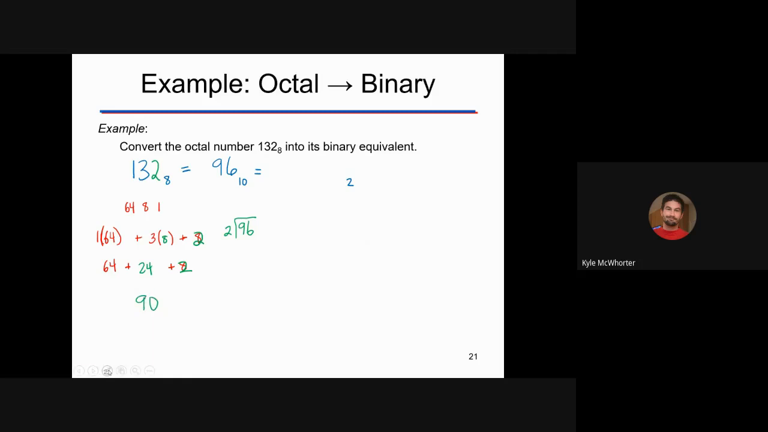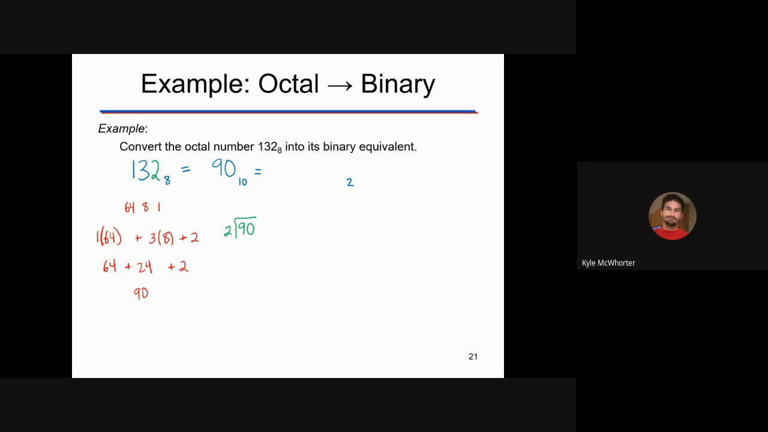Okay, so now let me fix this up again so that it looks nicer. So this is 24 plus 2, the total is 90. And now we're going to start dividing by 2 to get our binary digits.